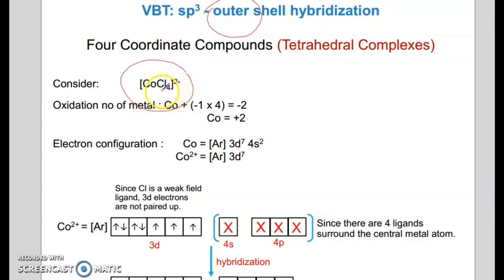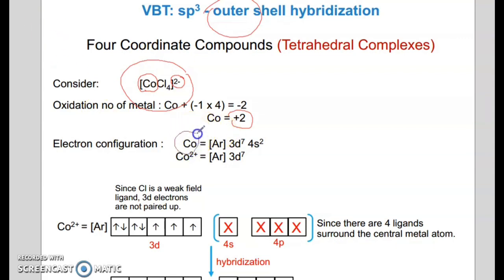So this is the tetrachloro, cobalt. Because this is negative, it becomes cobaltate. What is the oxidation number of the metal cobalt? Cobalt here is positive 2. So the name is tetrachlorocobaltate(II) ion.